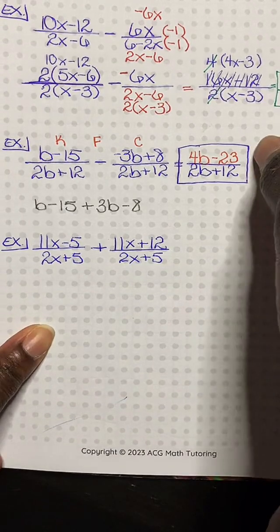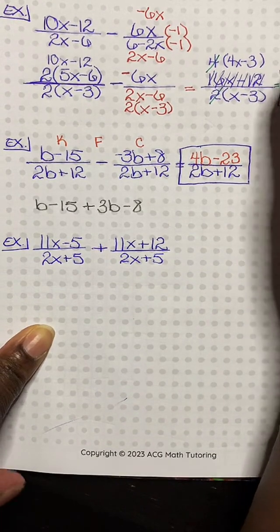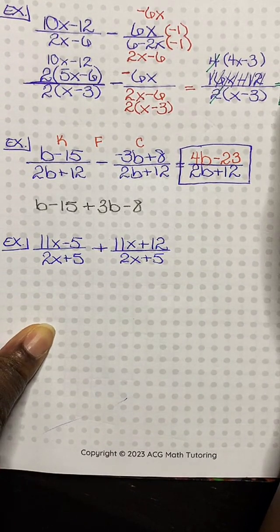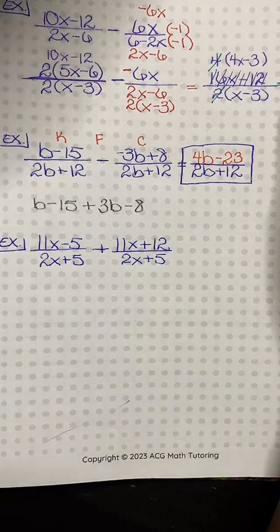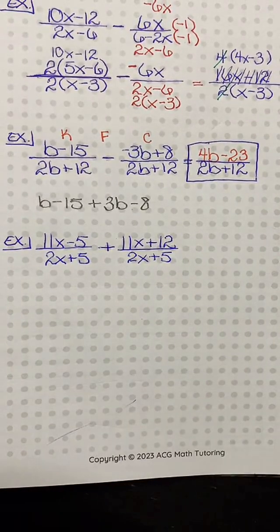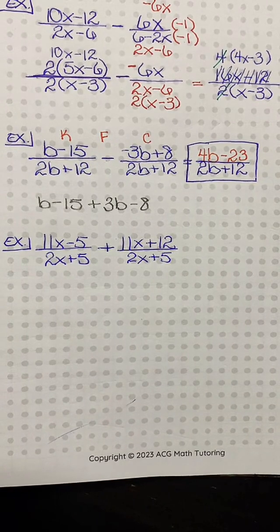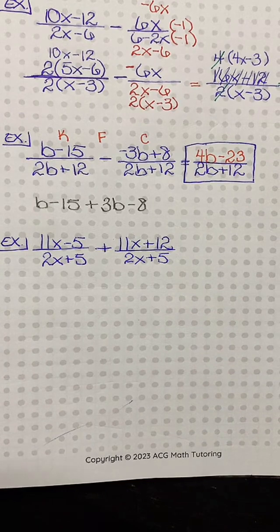All right, that's what I got too. So let's see. We have 2x plus 7 over 2x plus 5, and 22x plus 7 over 2x plus 5. All right. So we have 22x minus 7.